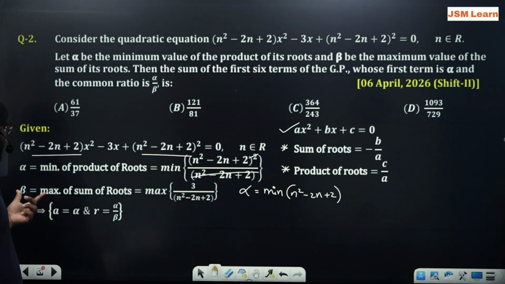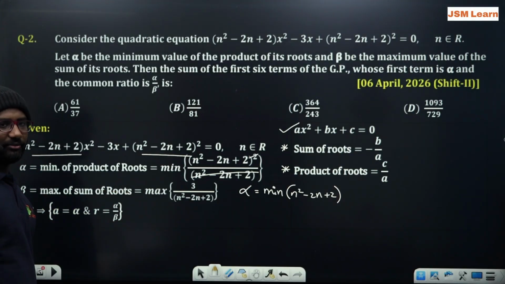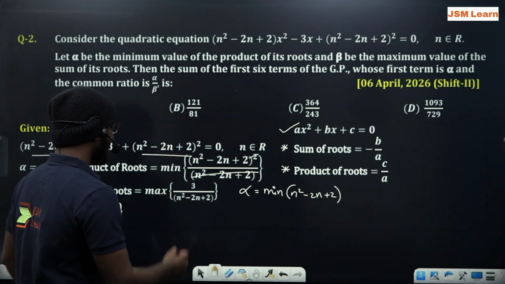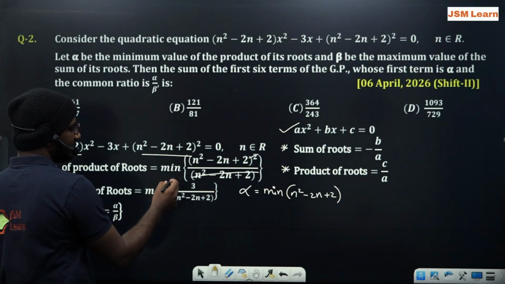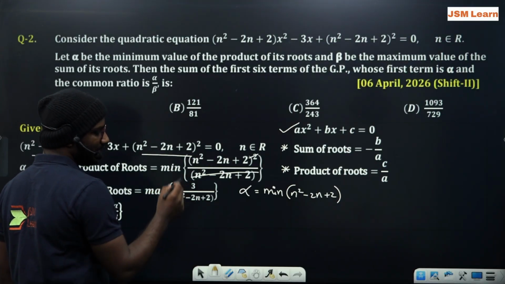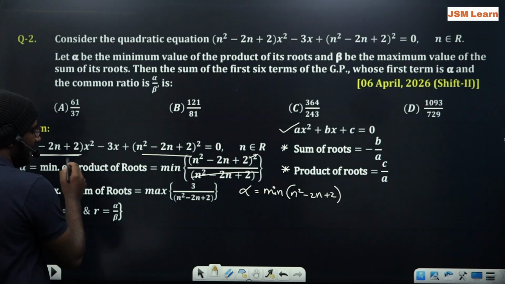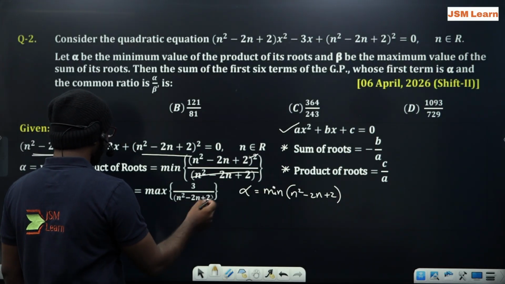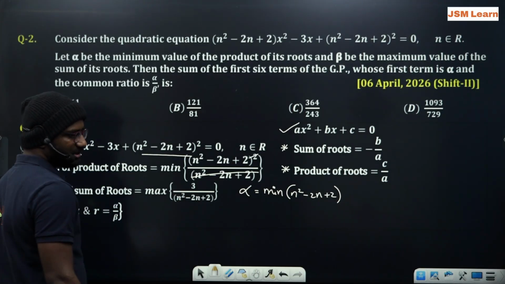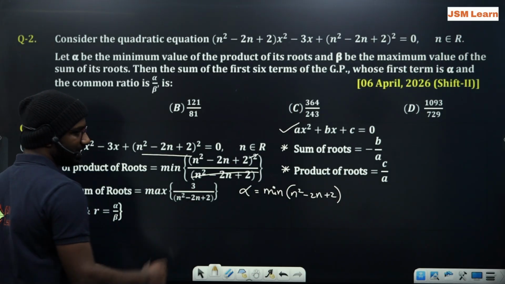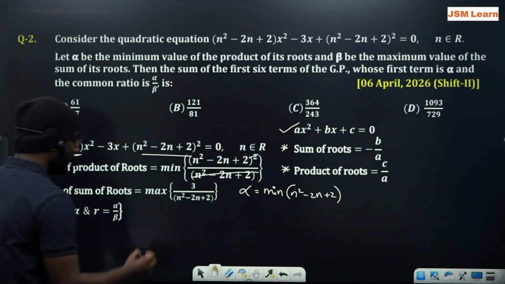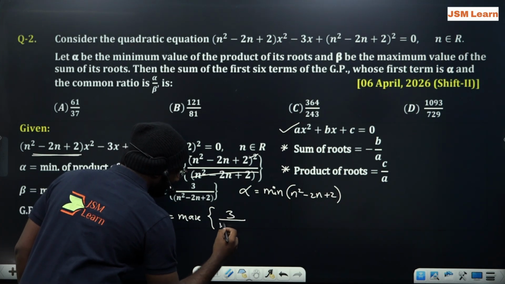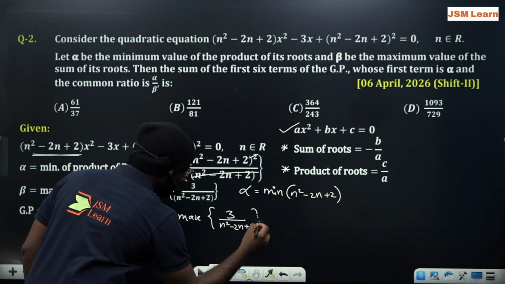So next, beta is the maximum value of the sum of roots, which is equal to minus b by a. Here the b value is minus 3, so minus into minus 3 will become plus 3, divided by the a value, n² minus 2n plus 2. So we got the sum of roots equal to 3 by (n² minus 2n plus 2). For this we are going to find the maximum value, that is equal to beta. So beta is equal to the maximum of 3 by (n² minus 2n plus 2).